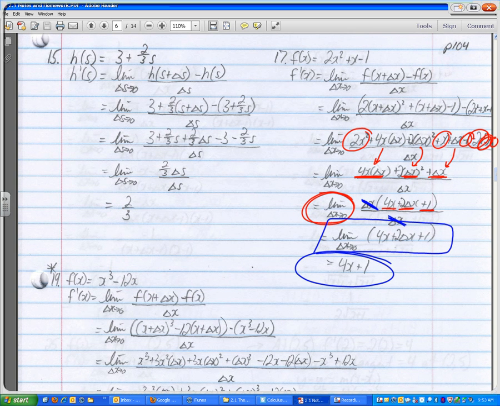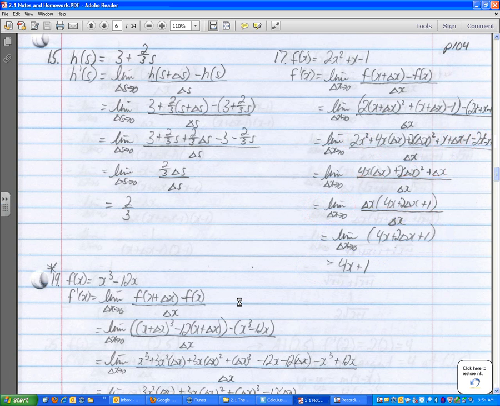If they wanted us to, we can now use this to find the slope of the tangent line at any point on this graph. Just pick an x-coordinate, and then that's your formula to find the slope of the tangent line for that x-coordinate. Questions?